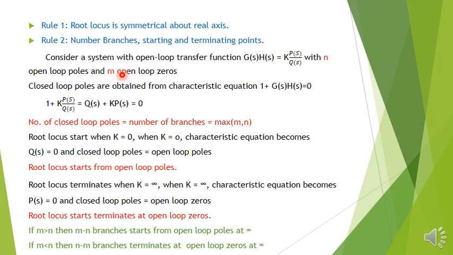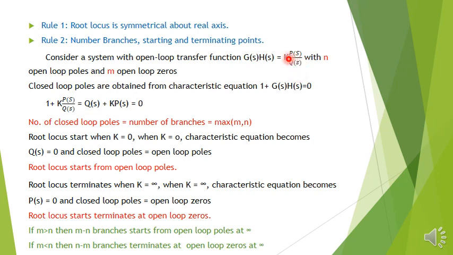Now about the starting point. By the definition, the root locus is the variation of closed loop poles as K varies from 0 to infinity. So the root locus starts when K equals 0. When K equals 0, what happens to this characteristic equation? The coefficient of P(s) becomes 0, and only Q(s) equal to 0 remains. What are the roots of Q(s) equal to 0? They are the same as the open loop poles.